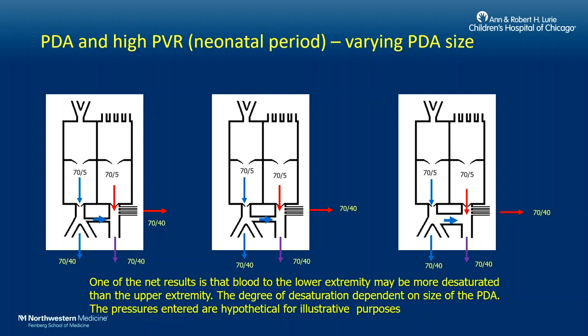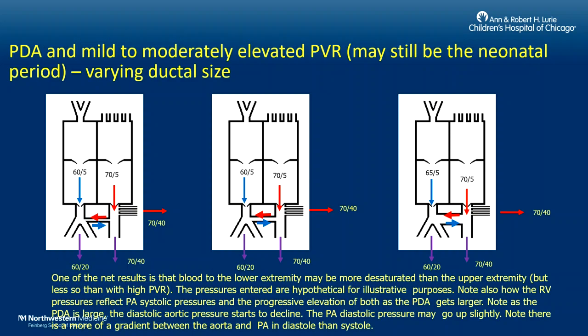And I just put a lot of this in for illustrative purposes. And I guess I could put in the arrow instead of purple. I can do darker purple, but it's too nuanced. I didn't do all that. With a PDA and mild to moderately elevated PVR, again, the size of the duct is going to influence the amount of flow, but you're probably still going to have a little bit of desaturation in the lower half of the body.